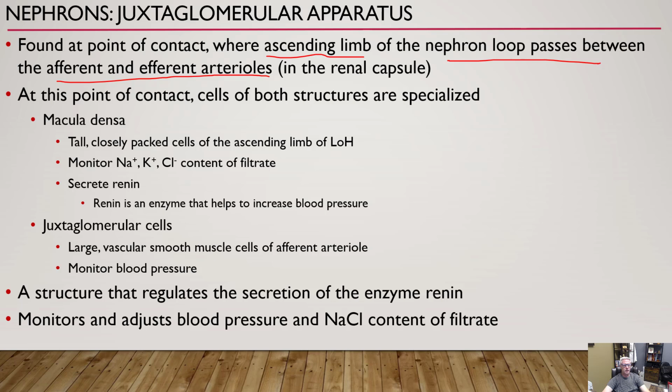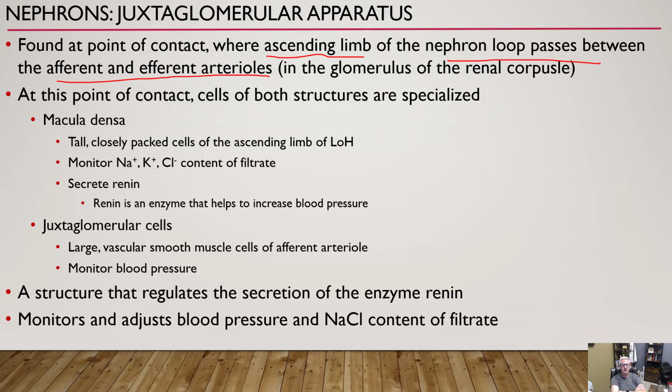In the glomerulus, I'll do this. Glomerulus of the renal corpuscle. There we go. That's what I wanted to say. All right. So at this point of contact, if we look at the cells, both cells are very specialized. We have these cells called juxtaglomerular cells and the macula densa. And basically, there's a concentration of cells.